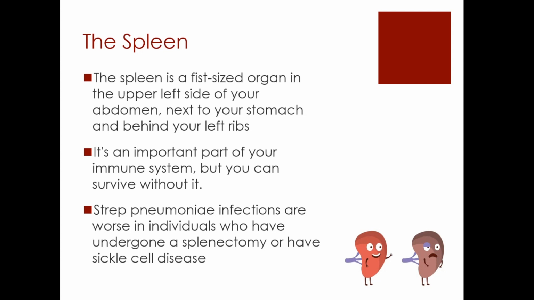But those without a spleen, or a spleen that is not functioning properly, are more prone to getting Streptococcus pneumoniae infections. So it's worse with individuals that have undergone a splenectomy, or if they have sickle cell disease, because those with sickle cell disease have functional asplenia, meaning they have the spleen tissue, but it does not function to its proper ability.